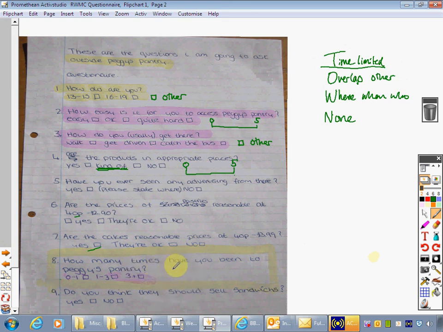When we come to the next bit, 0 to 1, 1 to 3, 3 or more, let's just say I had remembered it was going to be in the last month, and I went once. Do I tick this box for 0 to 1, or do I tick that box for 1 to 3? Again, there's ambiguity. It's not an accurate way to record.